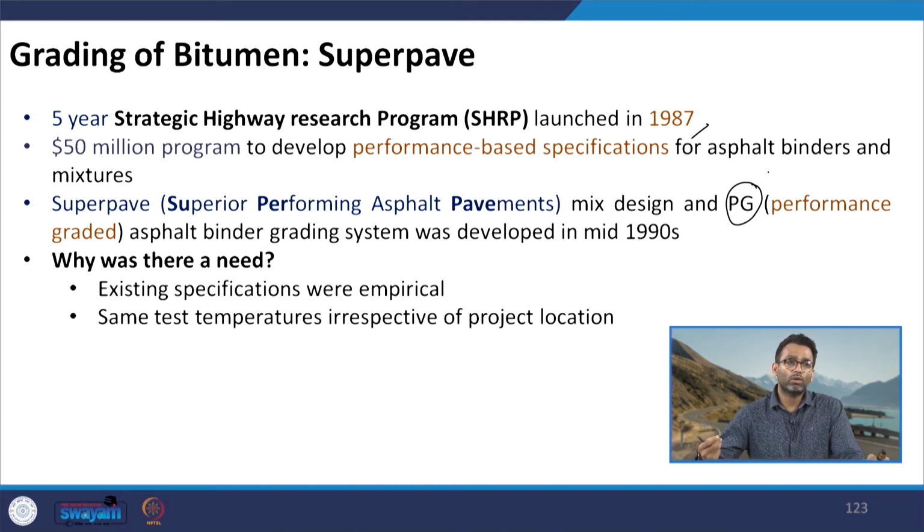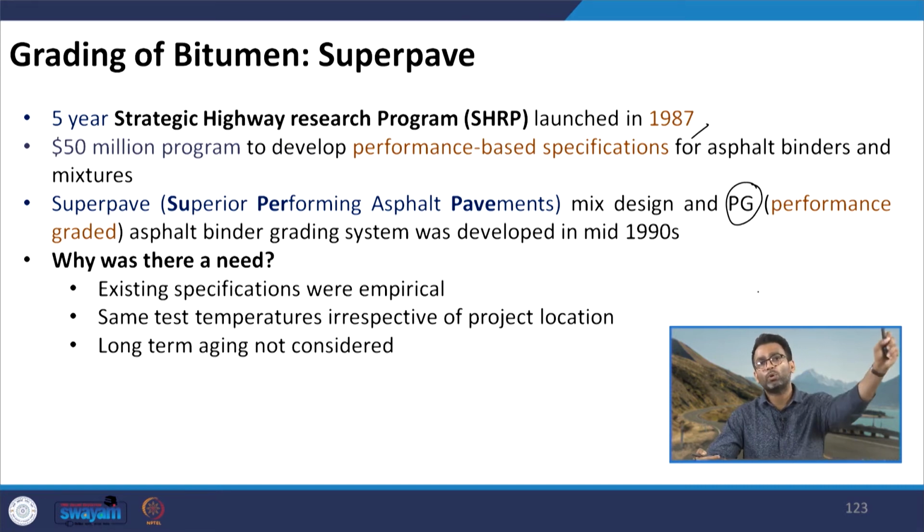So, therefore, carrying out tests on bitumen for its classification based on a single temperature seems to be irrational, and this was also one of the reasons which was highlighted, which prompted the researchers to work on a better grading system. Earlier, we used to carry out the test at the same test temperatures irrespective of the project locations.